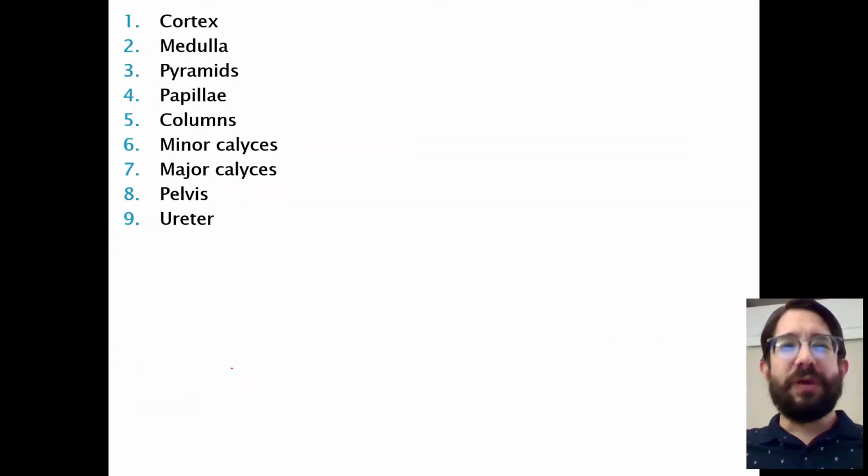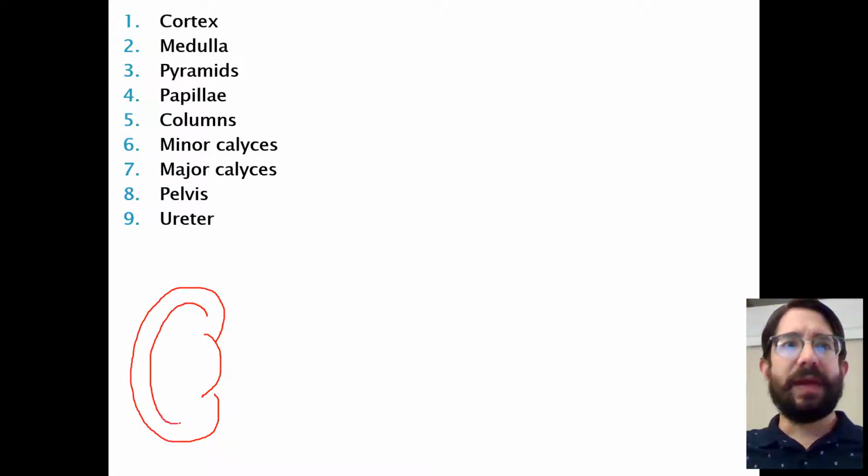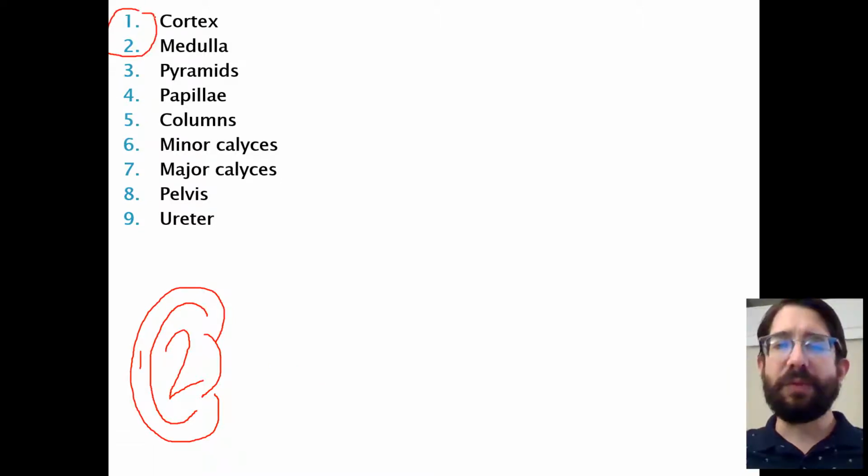Okay, let's do a little drawing here. Let's start with a very little drawing. Here's just a small kidney. And I want you to remember that, like a lot of organs, the outer part of this organ we'll call the cortex, and this whole inner part we'll call the medulla. So I'm using a numbered system in this drawing. Number 1 is the cortex, and number 2 is the medulla.